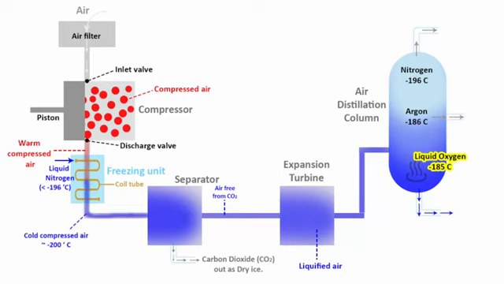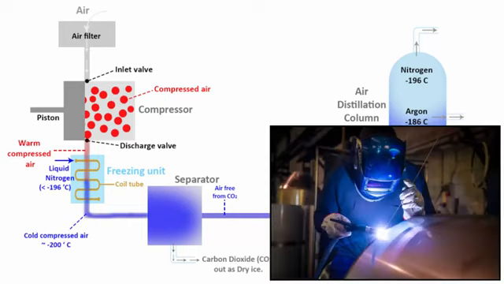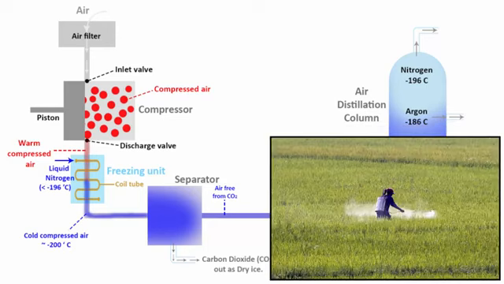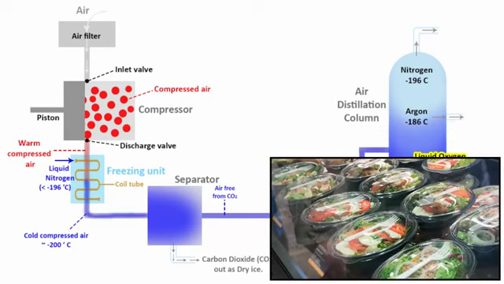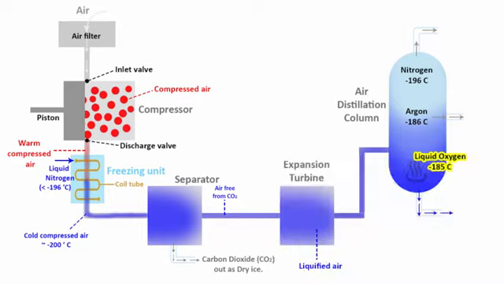Argon gas is sold for industrial use, particularly in the iron and steel industry, for welding and casting. Nitrogen gas is used to make fertilizers and in food packaging industries. So basically from this entire process, in the end you will get liquid oxygen.